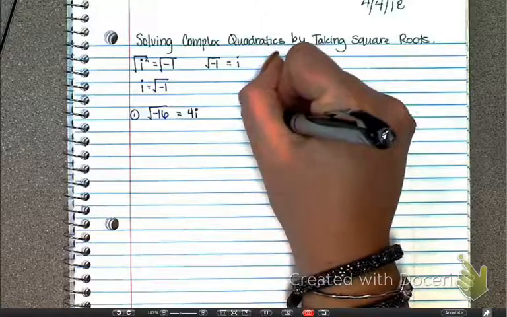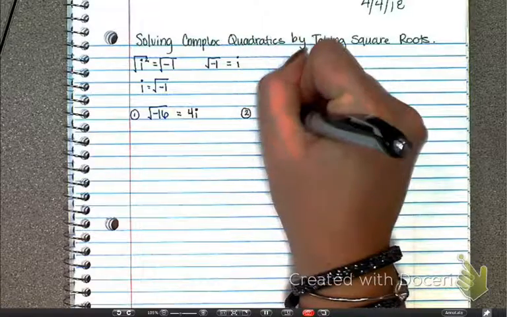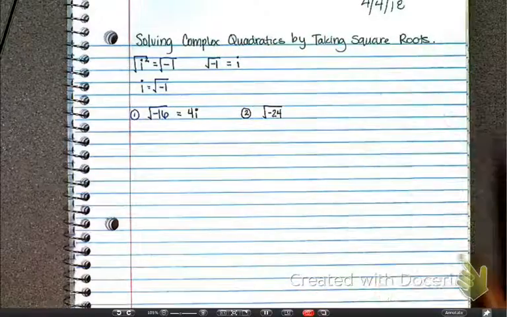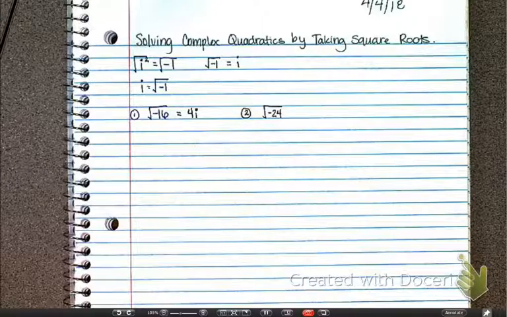So let's do this one. So the square root of -24. Didn't we just do this? Yes. Right. This is like the warm-up.